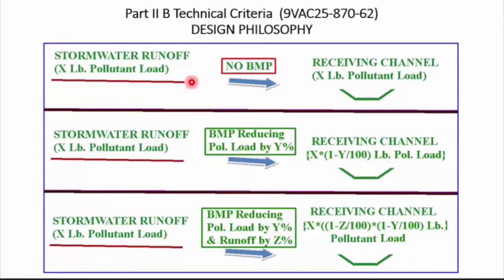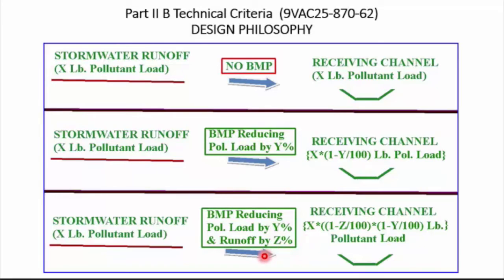If the storm water runoff with X pounds of pollutant load goes directly to the receiving channel without any BMP, then the receiving channel will receive the total amount of pollutant load the same as before. If, however, we provide a BMP which will reduce the pollutant load by, let us say, Y%, then the receiving channel will get X times (1 minus Y/100) pounds of pollutant load.